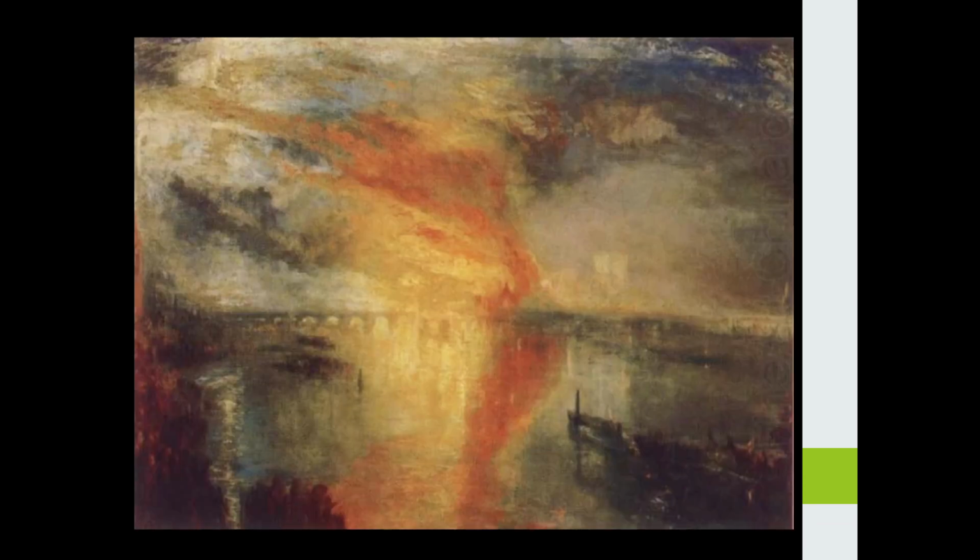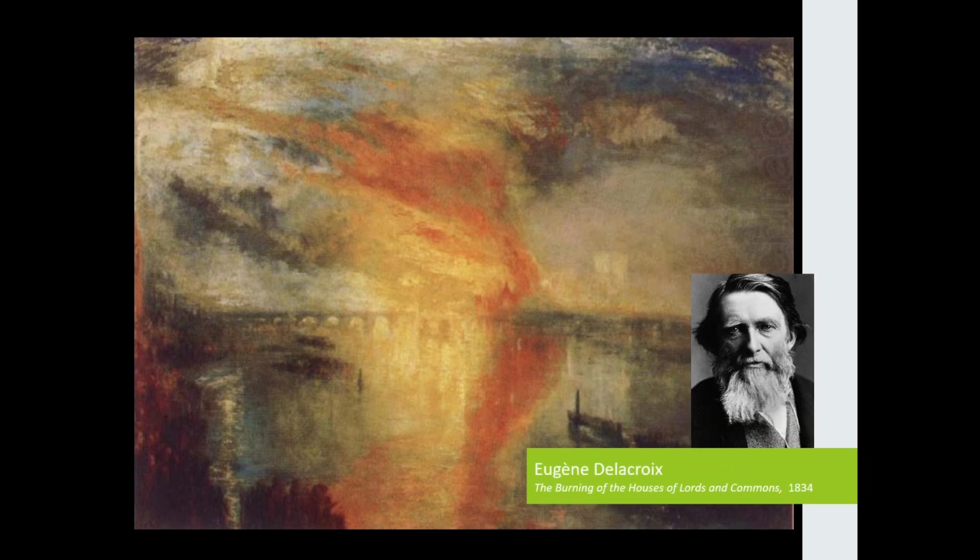Here we have a painting that is completely nature. Nature as a complete character. In here we have fire as the main character. So this is the fire of the burning of the House of Lords and Commons.